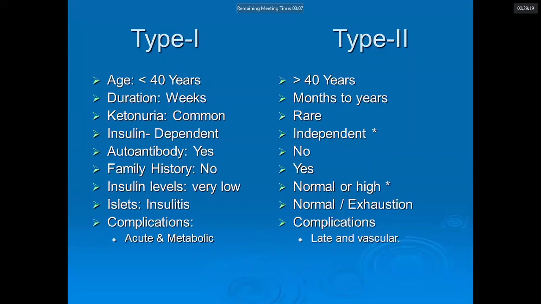This is a simple slide, but really nowadays the life span history is different. So type 1 and type 2 were different. The age may be less than 40, but type 1 can occur at any age nowadays. The duration is weeks, but here months to years, type 2. And the age more than 40. Ketonuria is common, and it is rare here in type 2. Insulin dependent and independent. For type 1, there is no place for oral hypoglycemic drug. Treatment equals insulin.